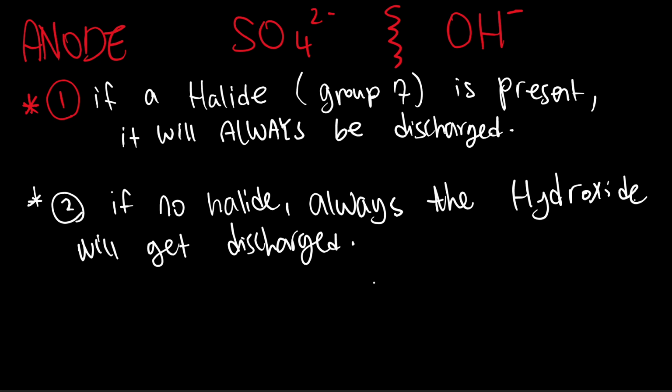Okay, so number 1, do we have any elements from halide? Anything from group 7 of the periodic table? No. And by the way, the periodic table is 100% provided to you in your chemistry exams. There is no halide. So you move on to row 2. If no halide, always the hydroxide will get discharged. Our OH minus, our hydroxide, will get discharged next. So this OH minus gets discharged.